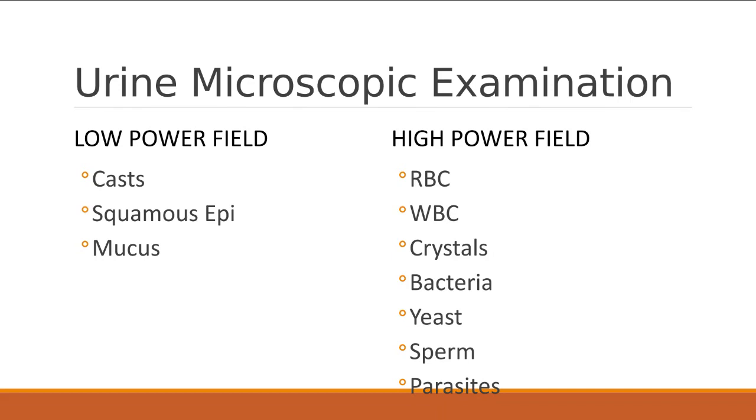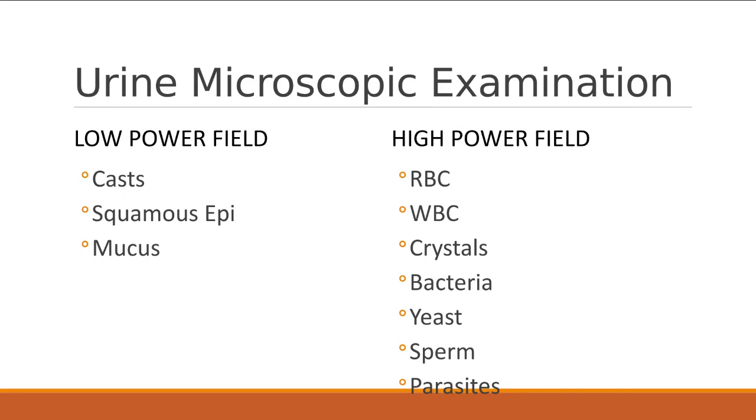When we start out, you're going to want to adjust your light and make it kind of lower, not as bright. It's going to be easier to identify cells that way. You'll start on the low power field to look for casts, the epithelial cells, and things like mucus. These are really large, so you should be able to identify them easily. That's why we look for them on low power field.